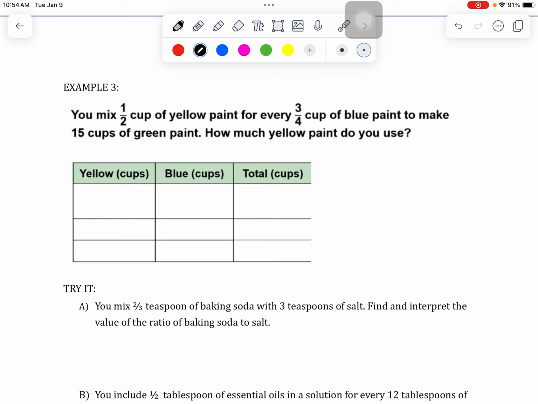So in order to solve this, I set myself up a table. The information that I have right now is 1/2 cup of yellow, and 3/4 cups of blue. I know my end goal is to end with 15 cups of green. Right now, if I have 1/2 cup of yellow and 3/4 cups of blue, I'm going to give myself a common denominator here. So that's 2/4. So 2/4 and 3/4 would add to 5/4.